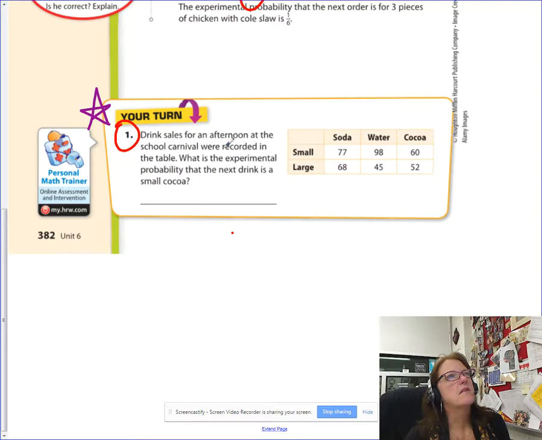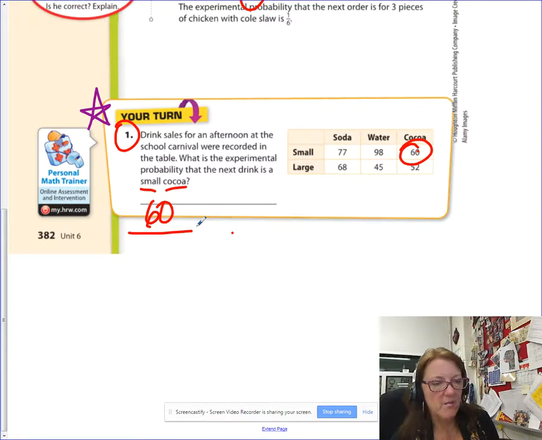Drink sales for the school carnival. And they're asking, what's the experimental probability that the next drink is a small cocoa? So you look at small cocoa and you know that you get 60, and then you better grab your calculator and total up all of these possibilities that are listed in the chart. All right. So as you do that, I'm grabbing these numbers as quickly as I can.